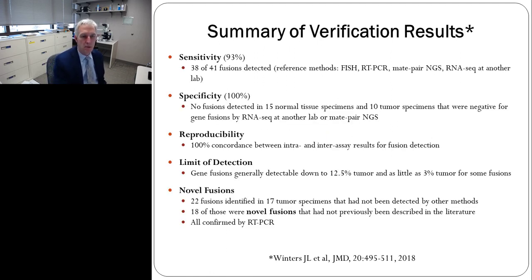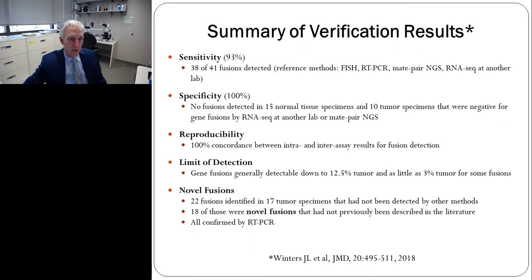Of course, as a clinical laboratorian, we have to make sure that our tests are accurate and reproducible. So we do what we refer to as verification, which is basically to establish the performance characteristics of the assay. We determine the accuracy of the assay by determining the sensitivity and the specificity. In this case, what we did, we looked at 41 tumors that we knew had a fusion based on other reference methods such as FISH or RT-PCR or RNA-seq in another lab.